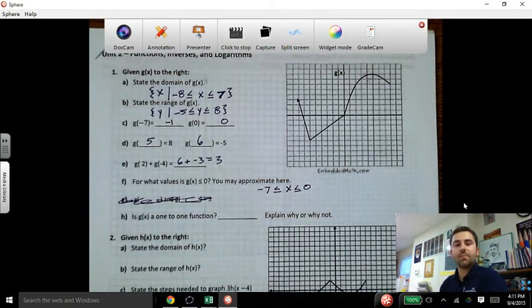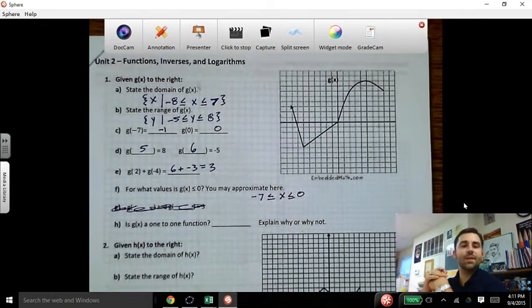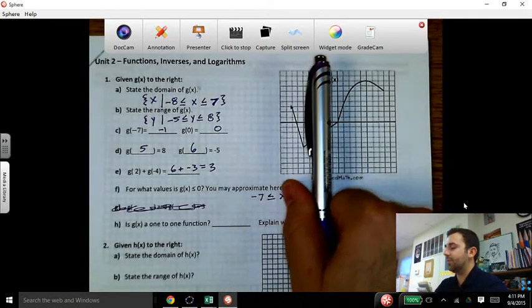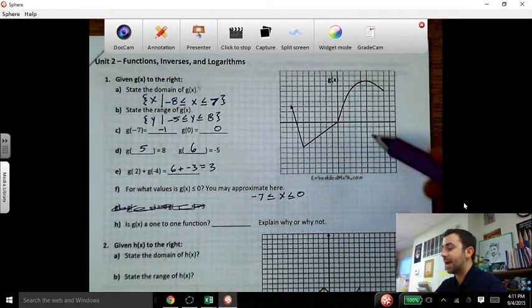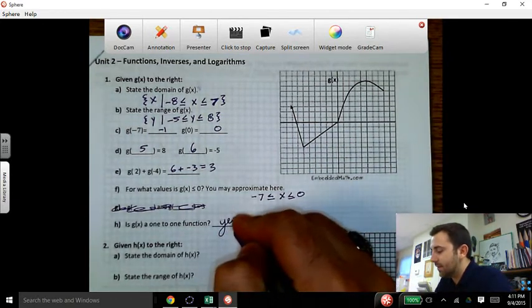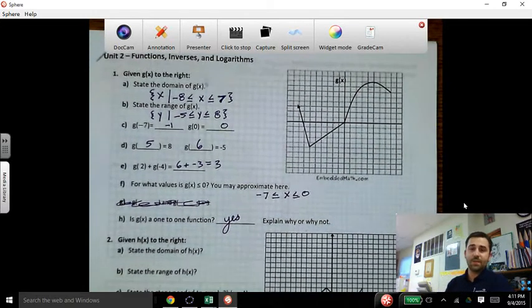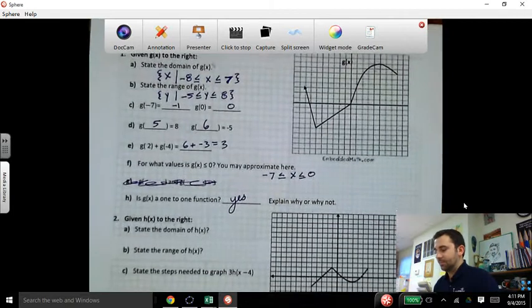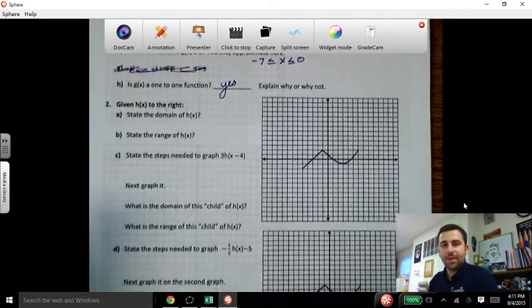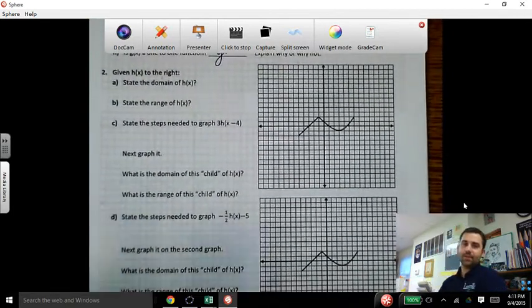And then in part H, it says, is g of x a one-to-one function? Explain why or why not. Once again, it's one-to-one if it passes the vertical line test, or every input has a unique output. Yes, it does. And that's how we would explain that, is every input has a unique output. So now let's actually look at the graphing side of this.